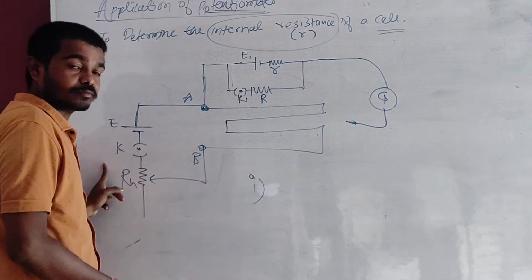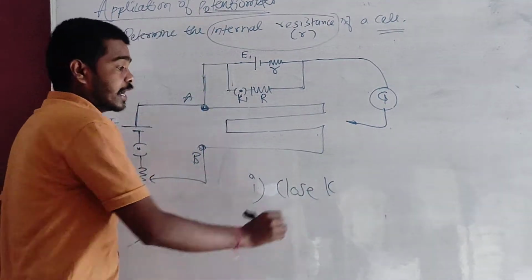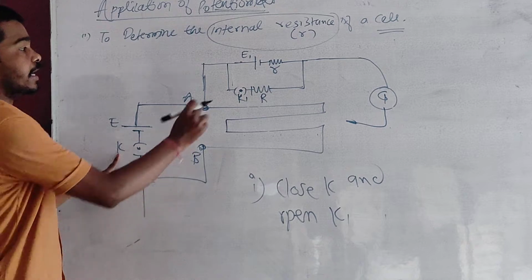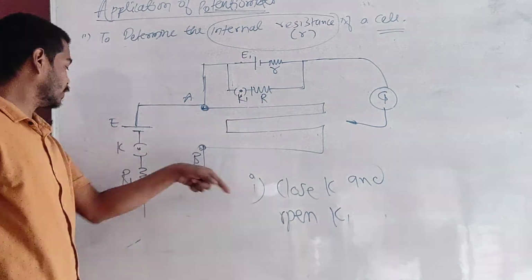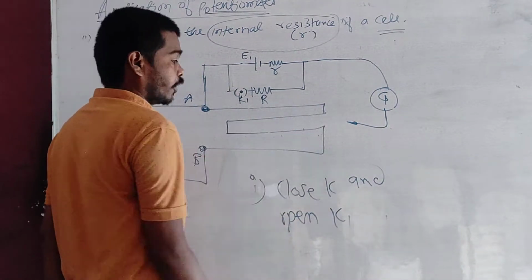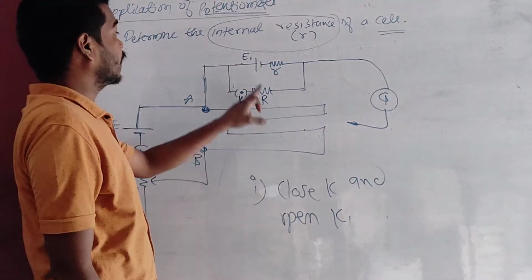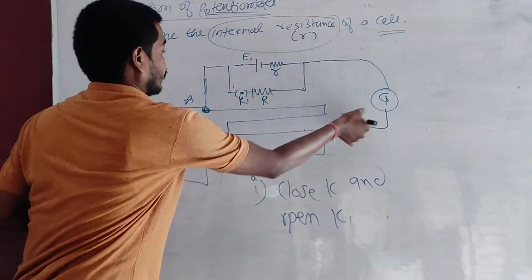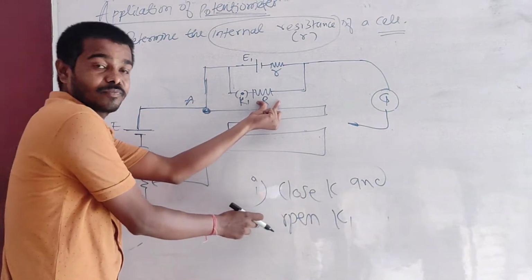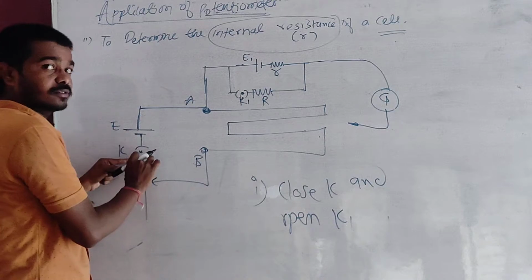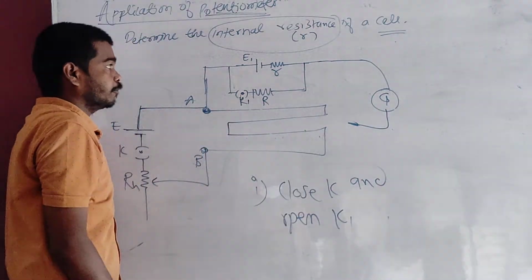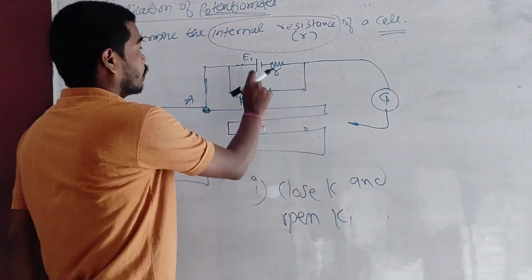Now, the first point of working: close the plug key K and open the plug key K1. Now the current flows through the potentiometer wire due to this EMF of, say, E. Now touch the jockey at different points on the potentiometer wire, and we get the null point. This null point is obtained due to the EMF of the cell. Because the plug key K1 is open, there will be no role of resistance R in the first case. Now the current is flowing through the potentiometer wire, and we get the null point, and this null point is obtained by using this EMF of a cell.